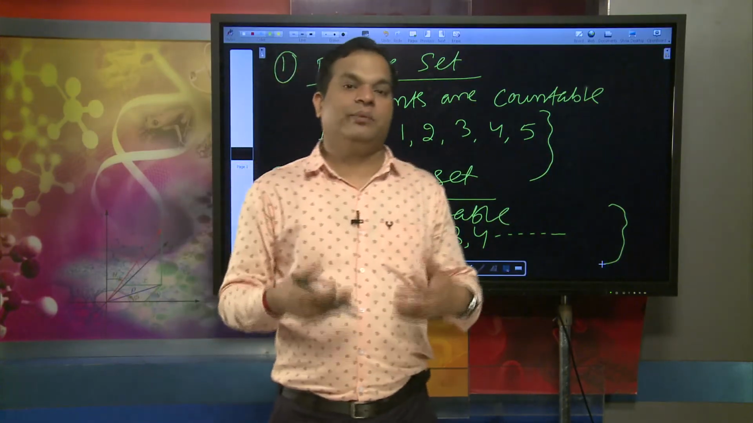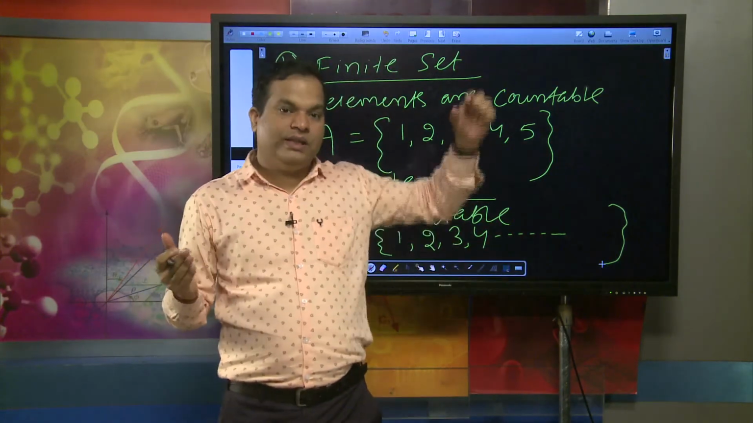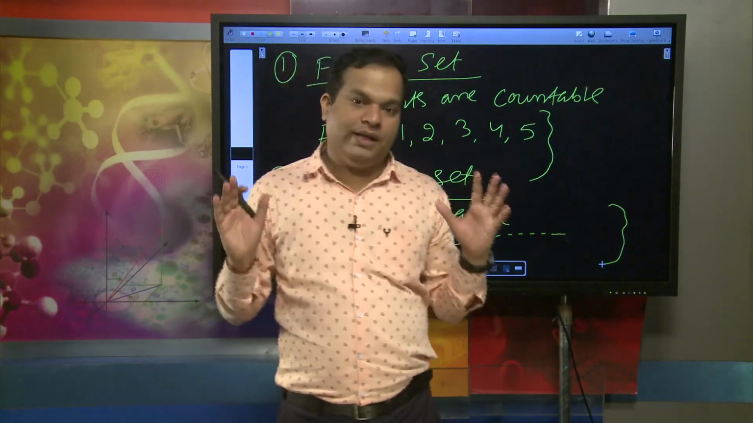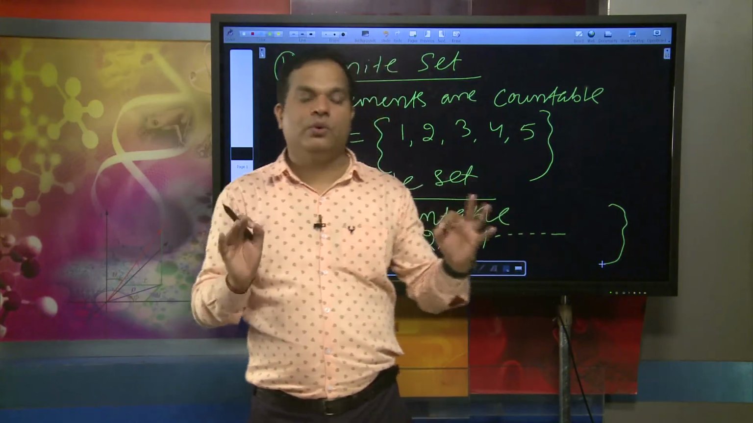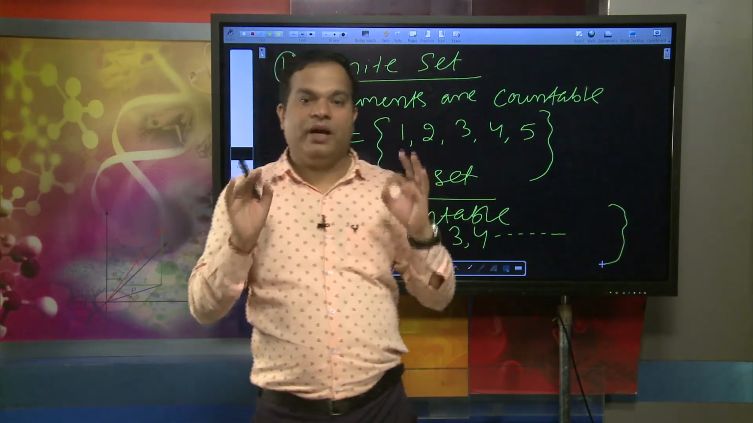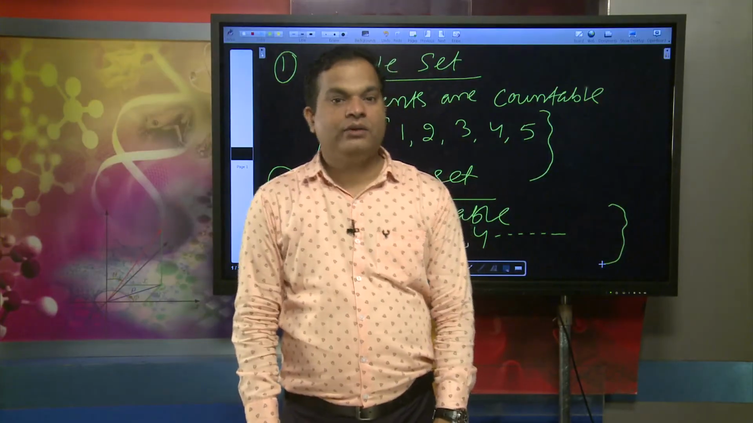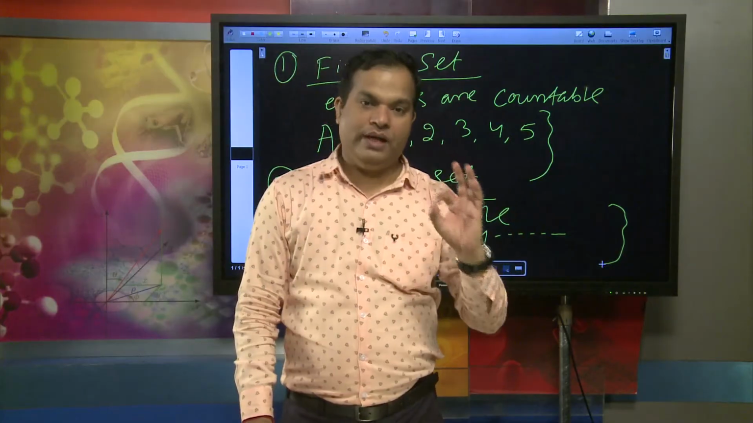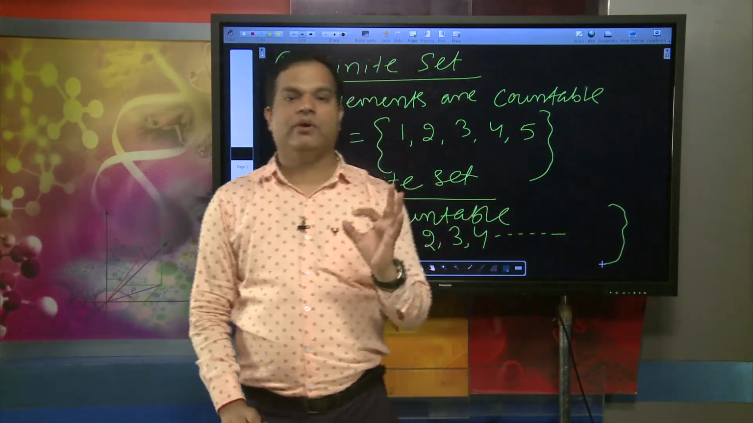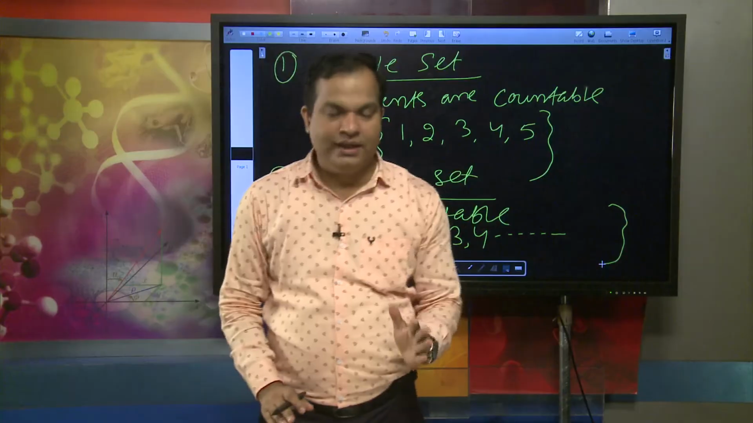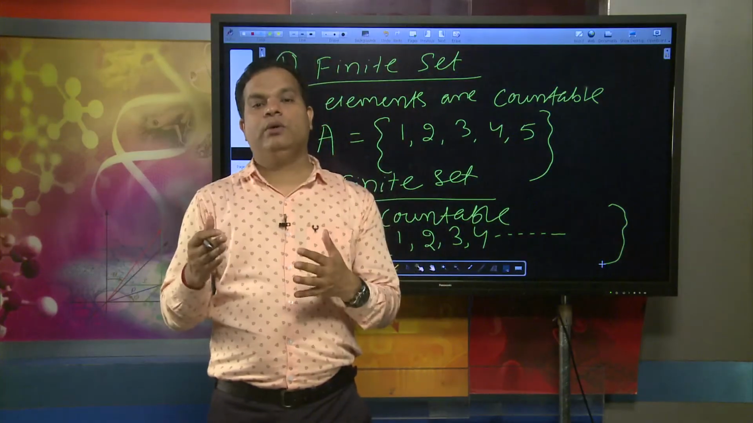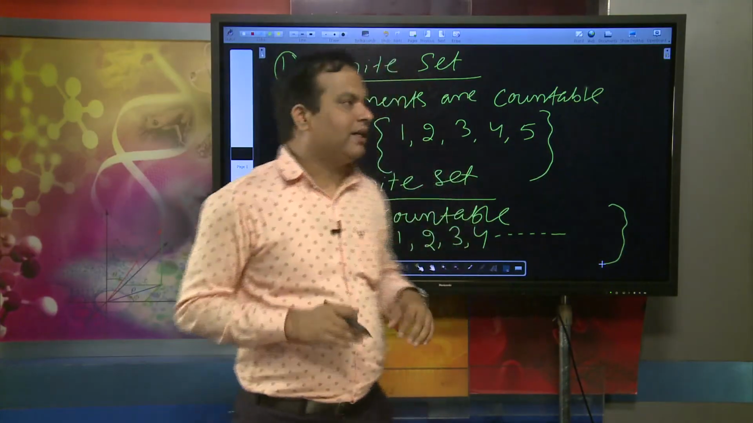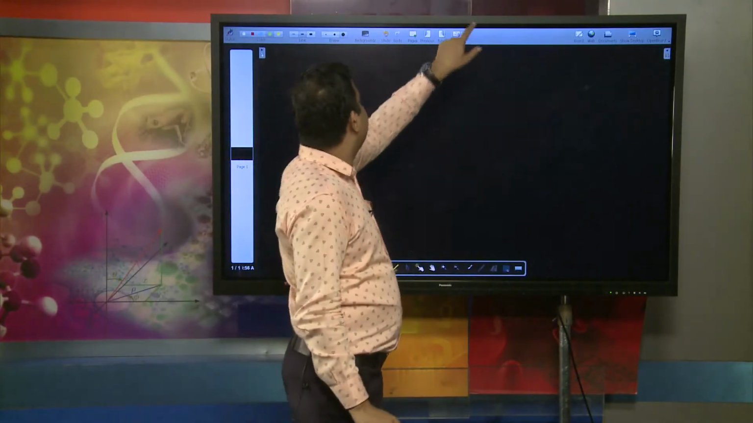Suppose we take the set of integers. We do not know where it starts and where it ends. So we can say the set of integers is also an infinite set. When the number of elements is countable, we say this is a finite set. When we are unable to count the number of elements in a set, we say these are infinite sets.